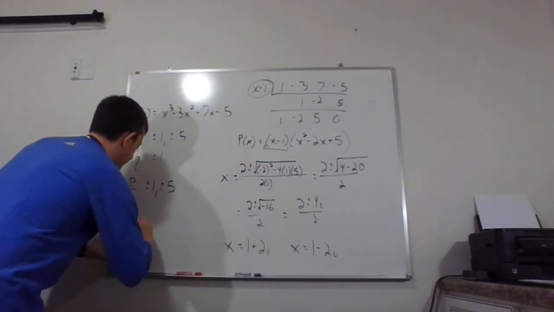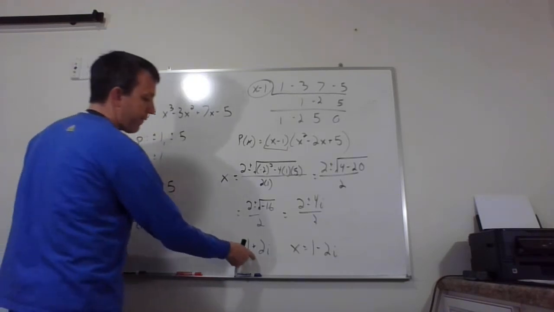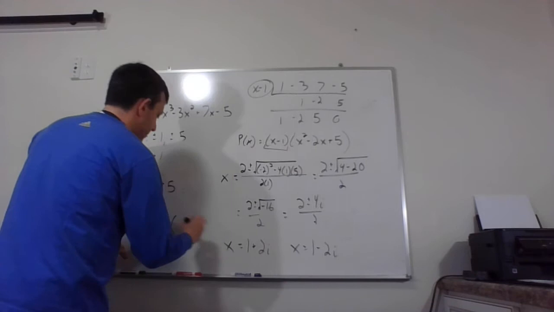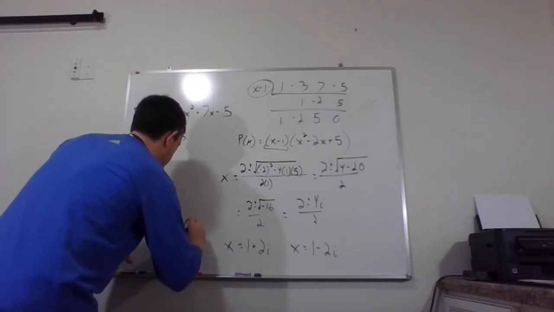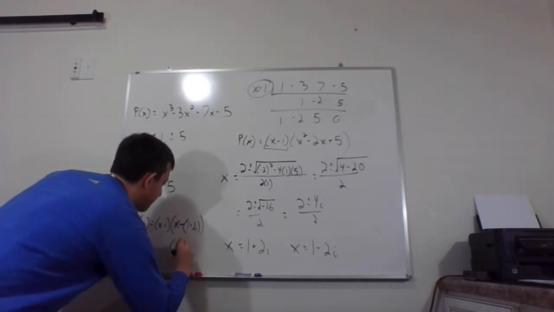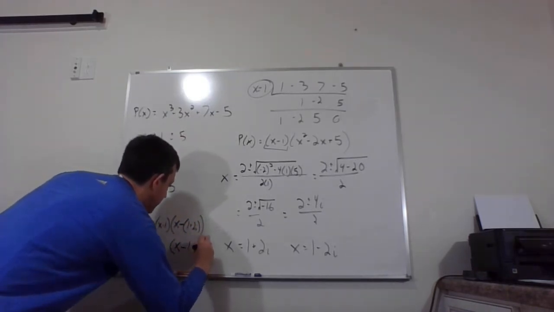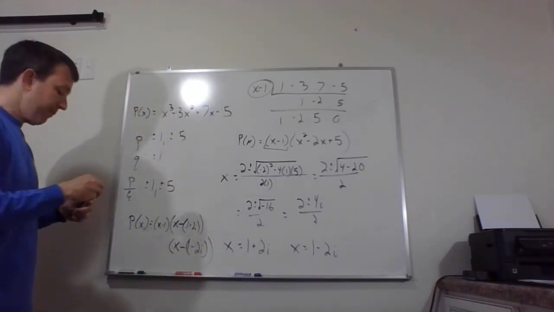So I'm going to write this over here. We have the x minus 1. But now we have these two pieces, and so we get x minus both of them. So minus 1 plus 2i. And I'm running out of room, so pretend I'm multiplying this x minus 1 minus 2i. We're going to put that in parentheses. This is the factored form.